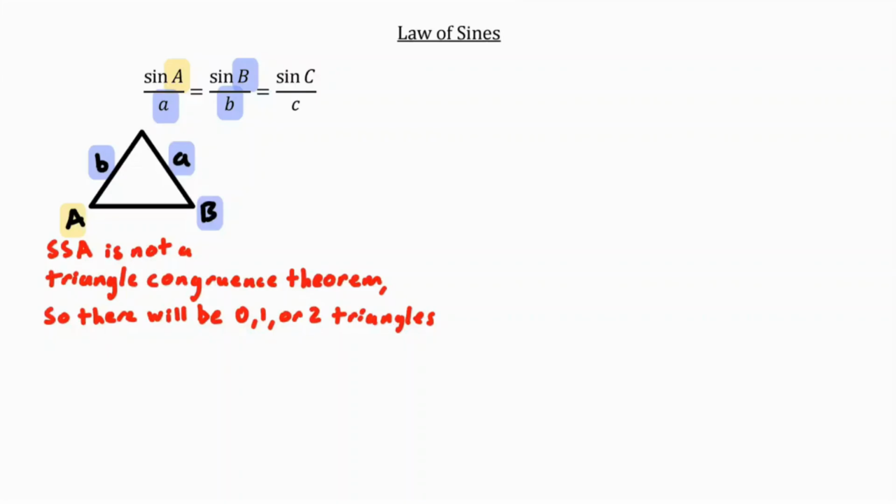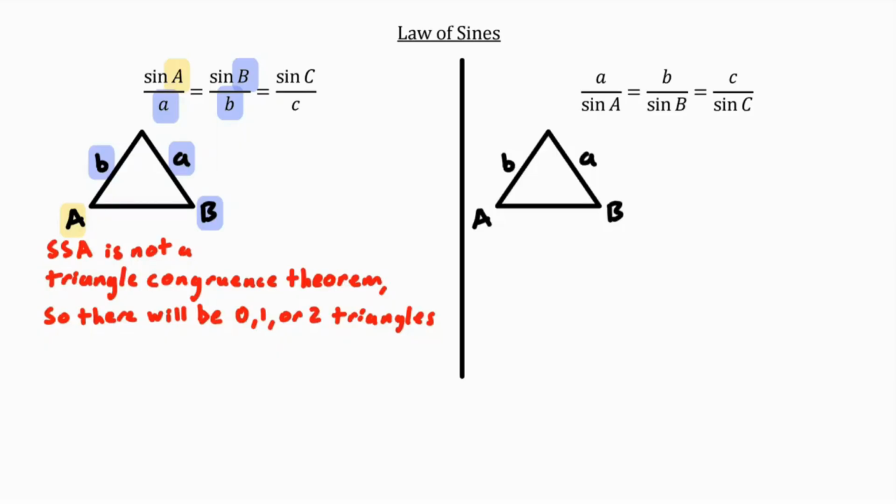Then we have another variation of the law of sines, which is the reciprocal. We have A over sine of A equals B over sine of B equals C over sine of C. Now here we will be using this to solve for side A. It's easier to solve for a variable if it's in the numerator as opposed to it being in the denominator.